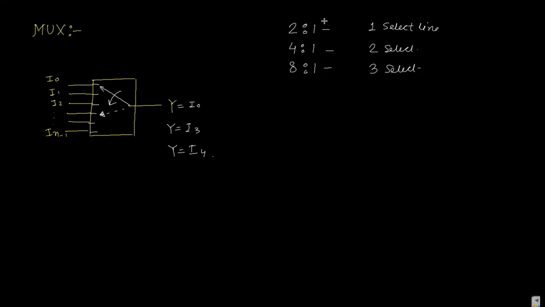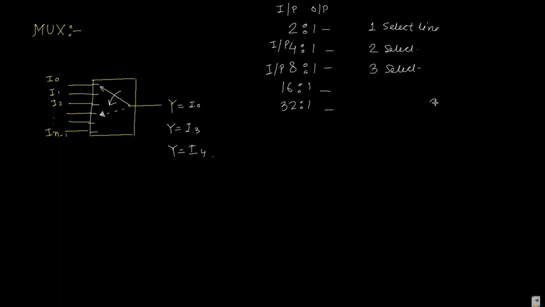So 2:1 means 2 is the input and 1 is the output. 4:1, 4 is the input and 1 is the output. 8:1, 8 is the input and 1 is the output. One thing you should be clear about: in a multiplexer, whatever it is, it may be a 16:1 multiplexer or a 32:1 multiplexer, whatever the number of inputs, the output line is always 1. So for a 16:1 multiplexer, the number of inputs is 16.